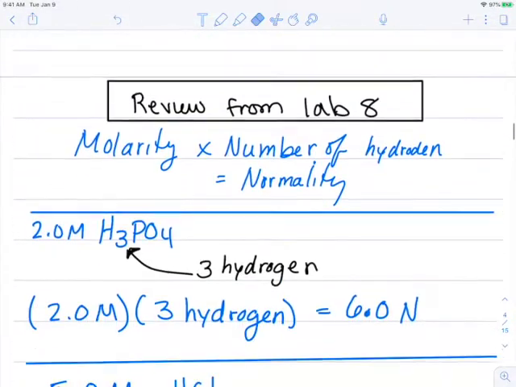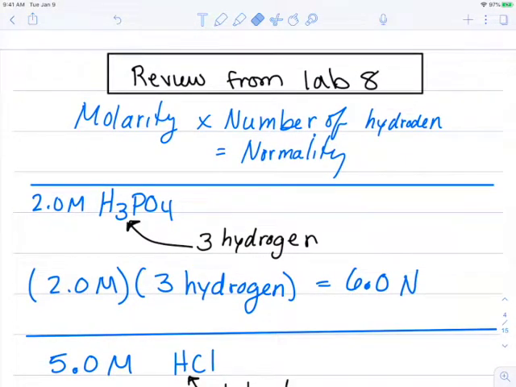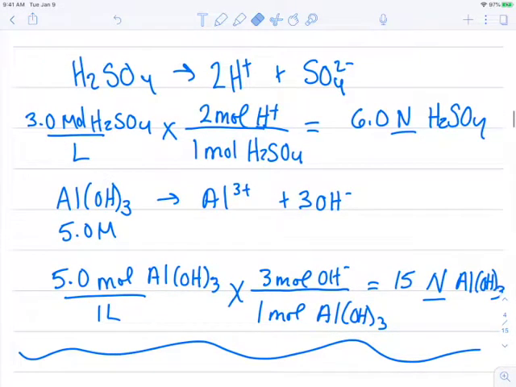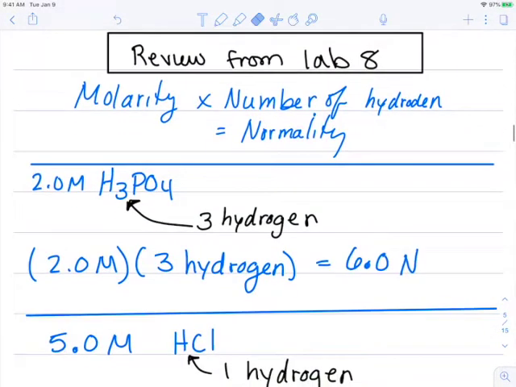All right, so now this is straight from last class. I just went in and copied it over. So I feel like this is an easier way. This is kind of the longer way, so I did want to show it to you so you see where everything comes from. But last class we said it's molarity times the number of hydrogen will equal normality for an acid. So for our phosphoric acid, which has 3 hydrogen, we did 2 molar times 3 gave us 6 normal.